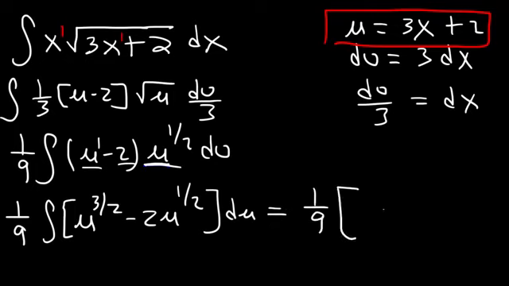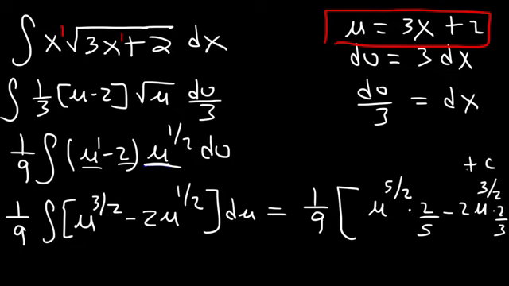So for u to the 3/2, it's going to be 3 over 2 plus 1, which is 5 over 2. And instead of dividing it by 5 over 2, we're going to multiply it by 2 over 5. And for u to the 1/2, 1/2 plus 1 is 3 over 2, and then we're going to multiply it by 2/3. And then we need to add plus c.